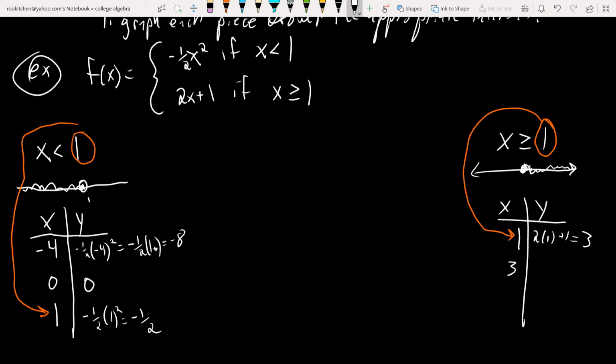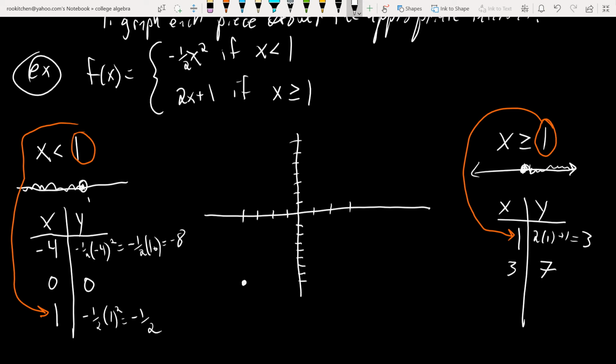And let's just do one other point. 3, 6, 7, right? So 2 times 3 is 6, plus 1 is 7. Okie dokie. So finally then, I'll go ahead and draw my graph. Looks like I need to go down to -8 and up to 7. And I need to go backwards to -4 and forward to 3. Okay, so at -4, I got -8, so that's down here.